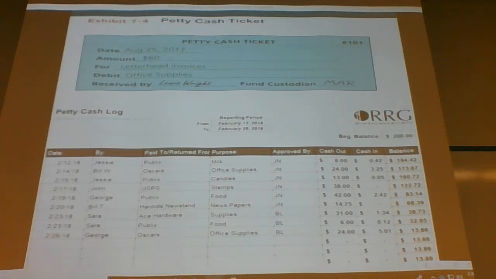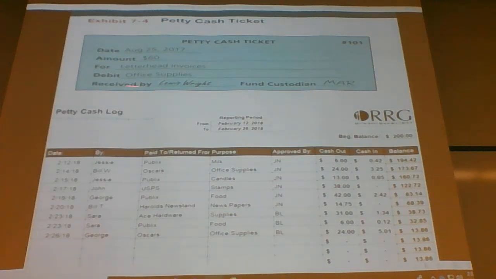Here we have an example of several things. The first is a petty cash ticket. These tickets are held by the fund custodian, somebody with the initials MAR. So they're going to date it and put the amount they authorized and gave to whoever it is, in this case somebody by the name of Lewis Wright. He got $60 for letterhead invoices. Maybe they needed these letterhead invoices in a hurry and didn't want to mess with the check. That's fine, I guess. And then we have an indication of what account ultimately is going to be charged for these, and both individuals sign the ticket.